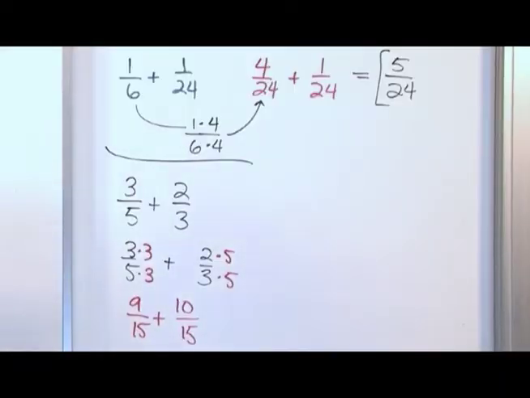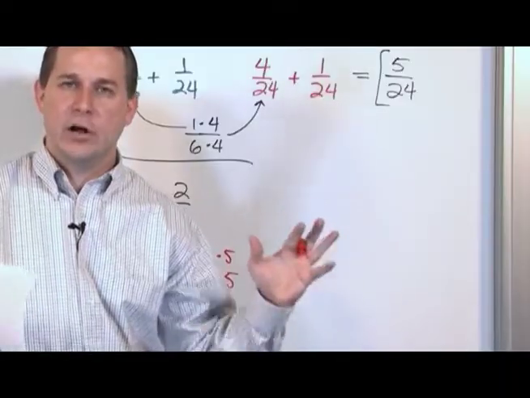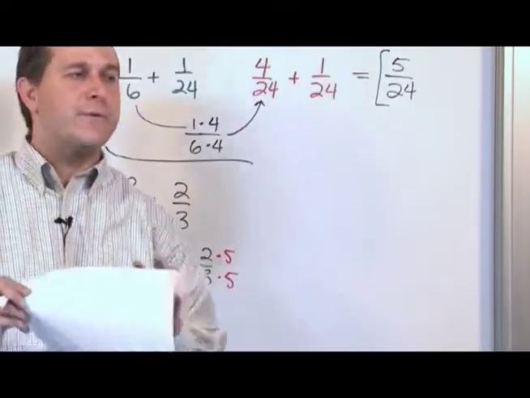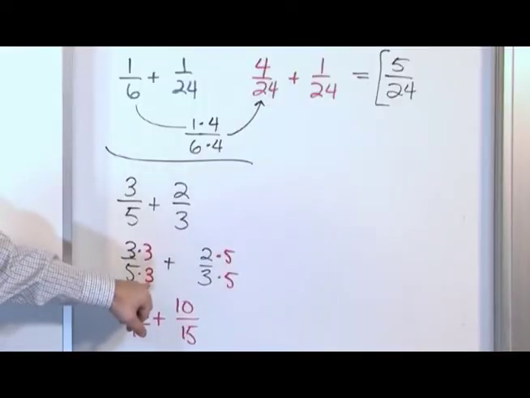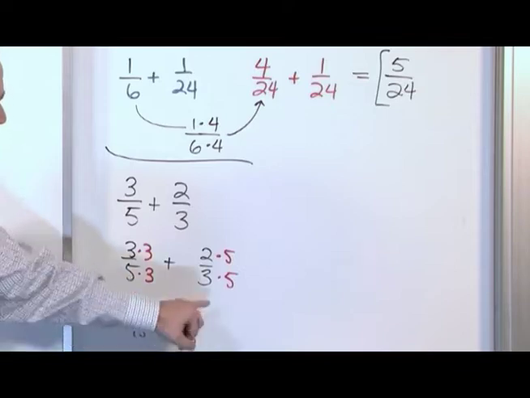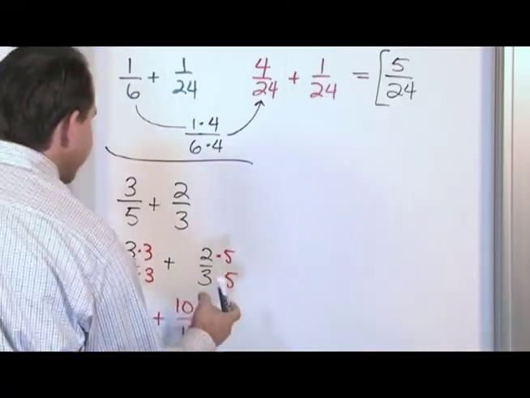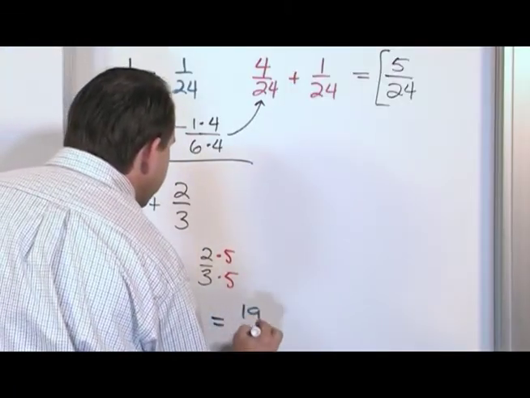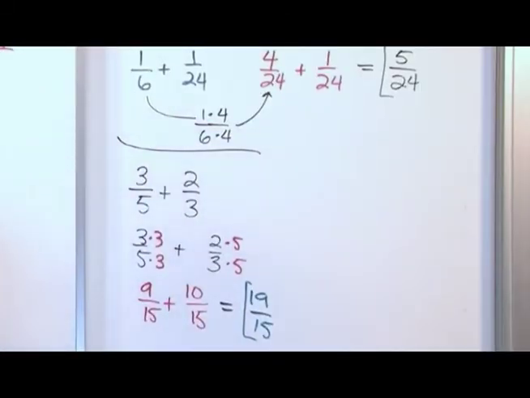So you see, that's all you're doing. You can multiply a fraction by anything you want in the top and the bottom as long as you do it to the top and the bottom. So you're free to choose anything you want. I'm choosing what's easy for me. I know if I multiply by 3, I'm going to get 15. I know if I multiply by 5, I'm going to get 15. So I just need to do it to the top as well, and I get this. So when I continue on, 9 plus 10 is 19/15. And that's already totally simplified. There's nothing more to do, 19/15.